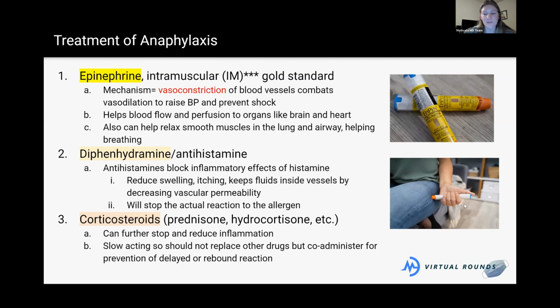People can just give themselves epinephrine if they have a diagnosis of anaphylaxis or an allergy that can cause anaphylaxis, and they can give that to themselves when they feel that they need it or that they're having a reaction.